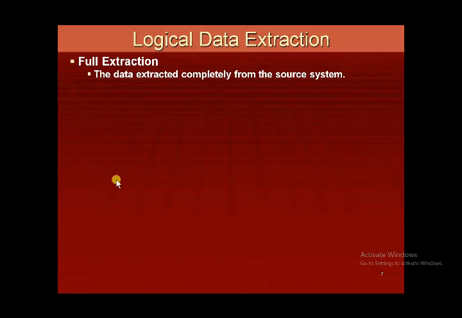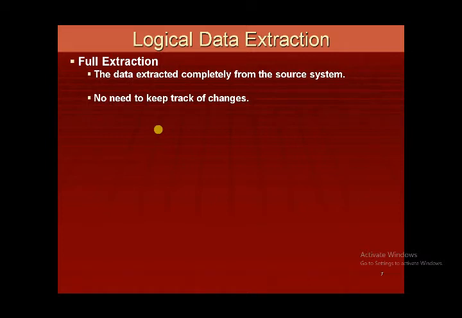So again, what the slide is saying is that the data is extracted completely from the source system. We do not keep track of any changes. We pick all the data, let's say, since the last extraction. So we pick all the data inside the source system. Again, no need to keep track of changes from the last extraction. Let's say we had extracted data yesterday from the source system, and we extract data today at 7 p.m.